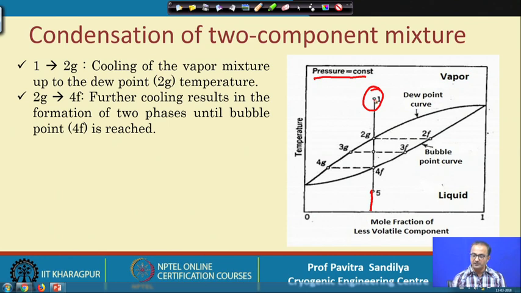Now, suppose we start from the point 1, that is the superheated vapor, and as we keep decreasing the temperature at constant pressure, we find at a certain point 2G the first drop of liquid is formed, and the temperature corresponding to this 2G point is the dew point temperature.